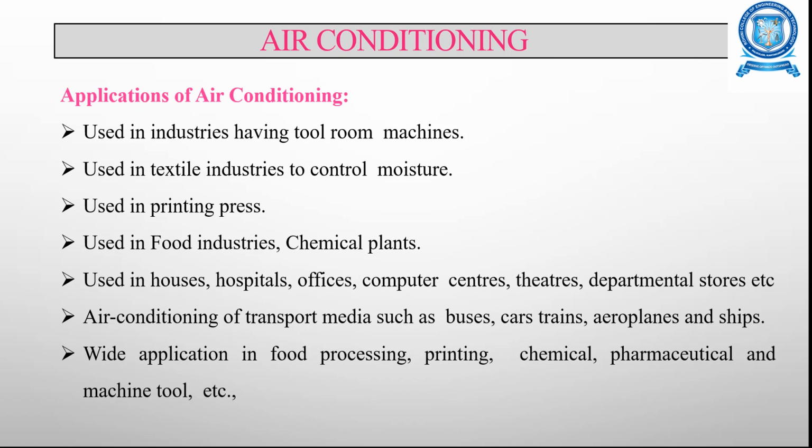Coming to the applications of air conditioning, it is normally used in industries having tool room machines. It's used in textile industries to control moisture, and in printing presses, food industries, and chemical plants. Also, air conditioning is used in houses, hospitals, offices, computer centers, theaters, departmental stores, etc. It is used in transport media such as buses, cars, trains, aeroplanes, and ships. It has wide application in food processing, printing, chemical, pharmaceutical, and machine tool industries, etc.